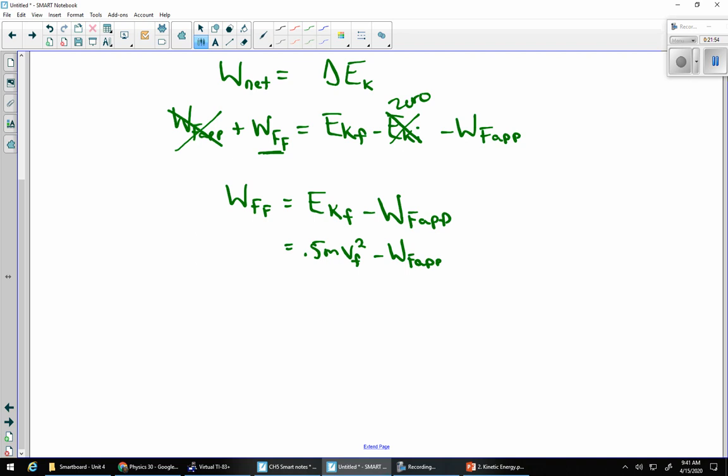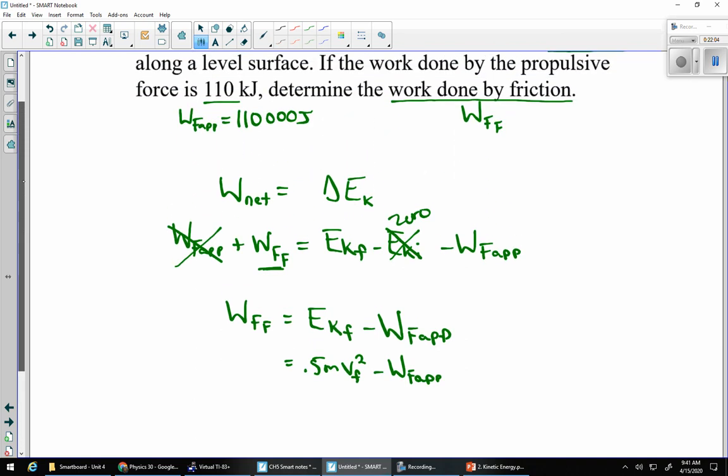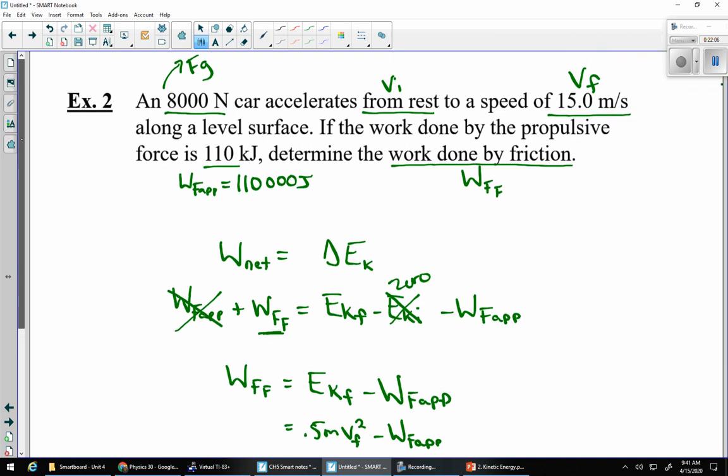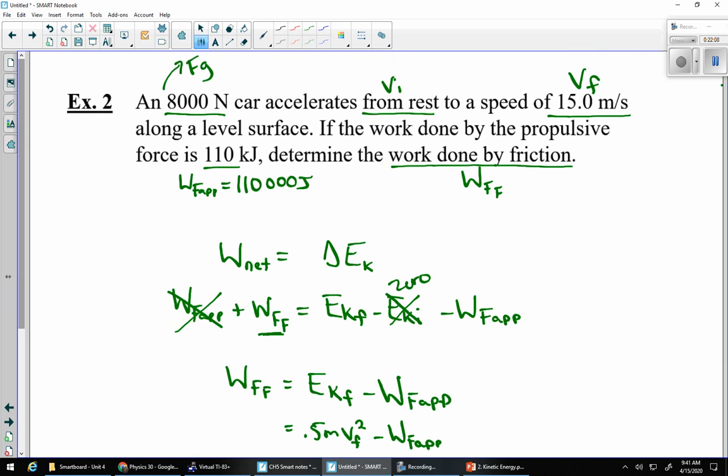Or are we? What's missing from this? We know what 0.5 is, duh. The mass, we don't have the mass yet. I think everything else we've got. So let's go back up to the question and see if we can figure out what the mass is. So an 8,000 Newton car, and then nothing else that would have anything to do with mass. So that 8,000 newtons, that's my force of gravity. How can we use that to figure out mass?